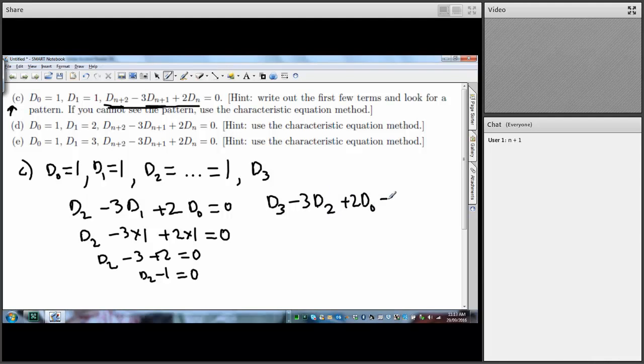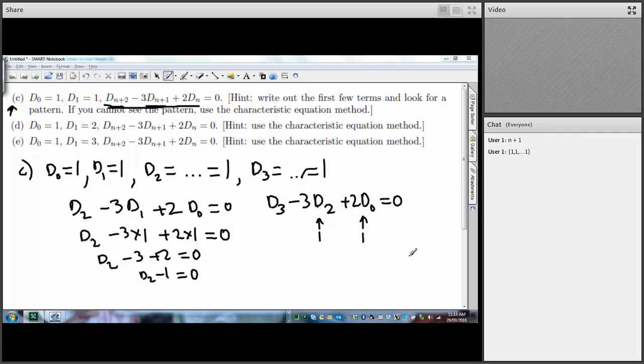And you can do the same sort of thing to work out what D3 is. You do the same idea. So you've got the same equation, D3 minus 3 times the one before that, plus 2 times the one before that, is equal to 0. If you plug the numbers in, that's 1, that's 1, then again you get that equal to 1.